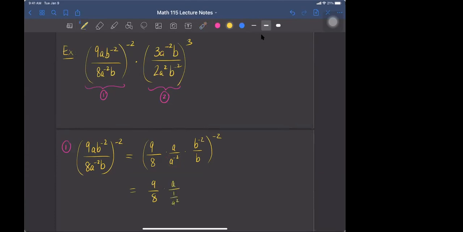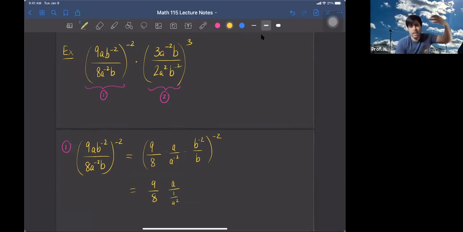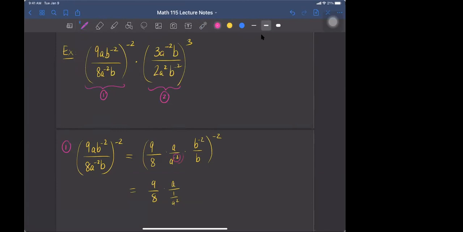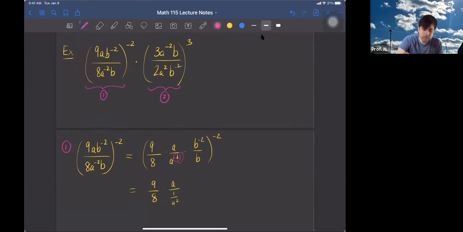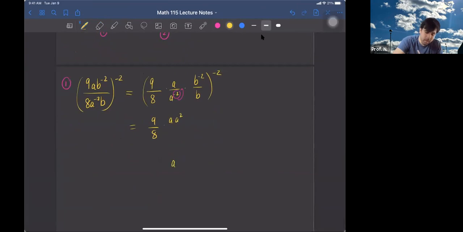But eventually what I'm trying to get you to see is that if I have a negative exponent in the denominator, how do I make it positive? Just put it up. That's it. So this is really going to be a multiplied by a squared. And it becomes a cubed.